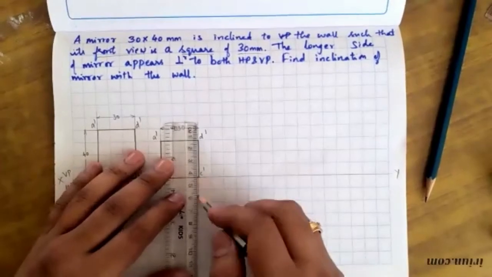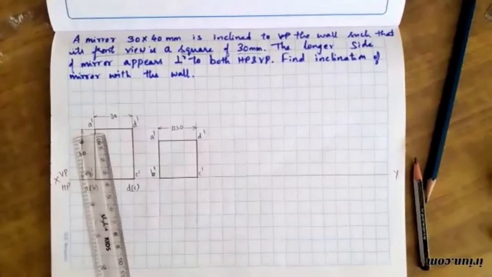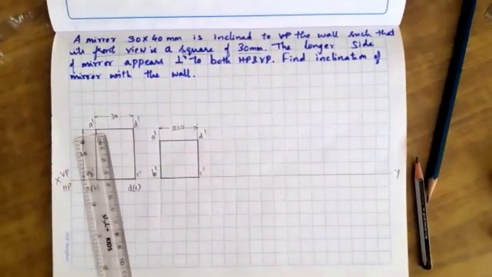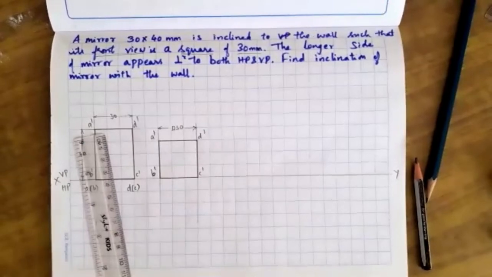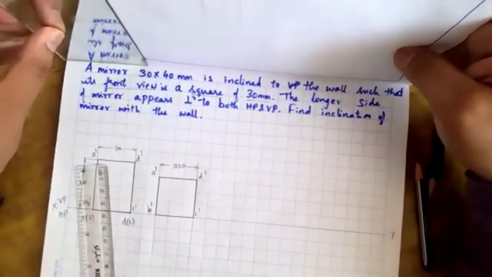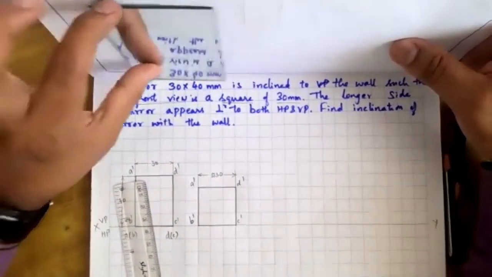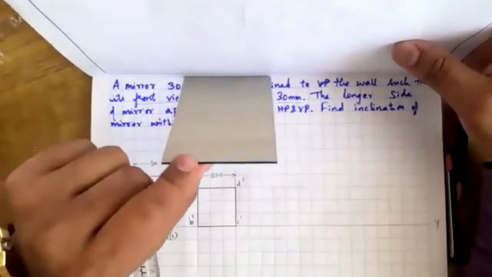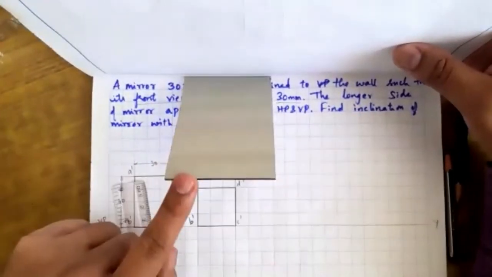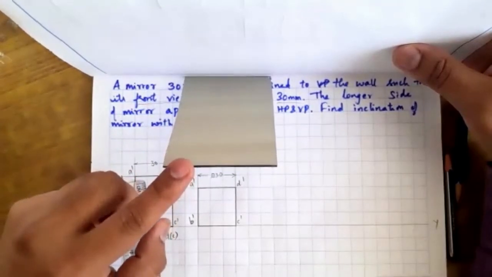What will be the top view? I have a mirror. In the first position, the top view was a line on the XY line. In the second position, it is seen as a square. So now, what do you see in the top view?